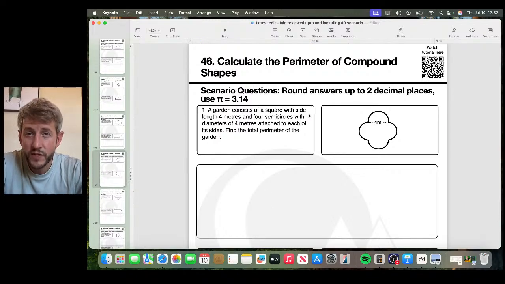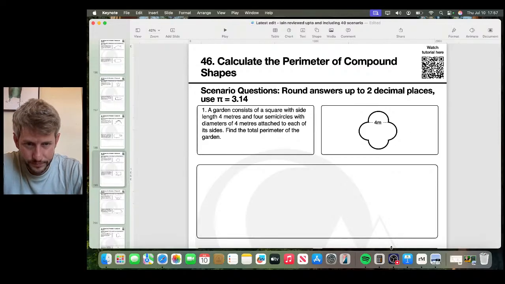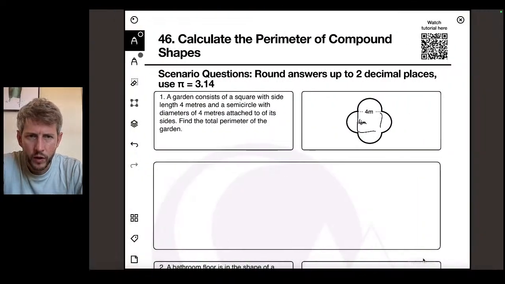A garden consists of a square with side length 4 meters and 4 semicircles with diameters of 4 meters attached to each of its sides. Find the total perimeter of the garden. Okay, right, here we go.